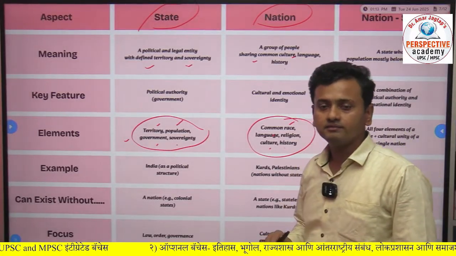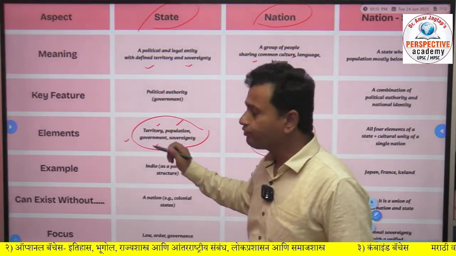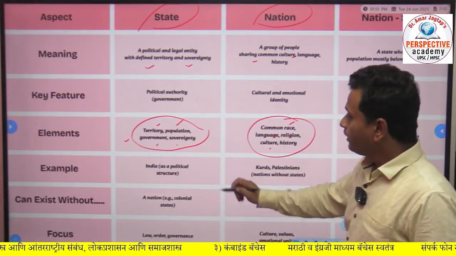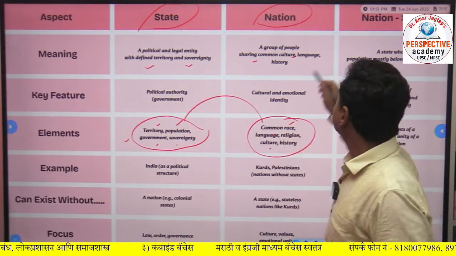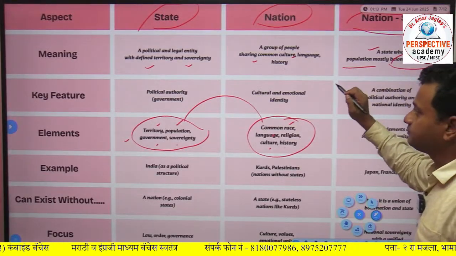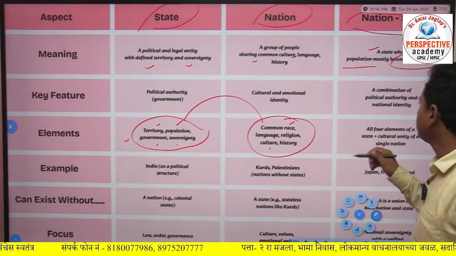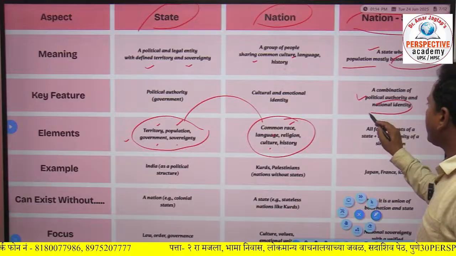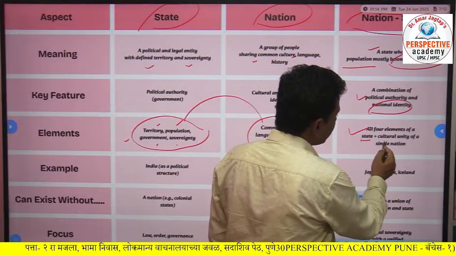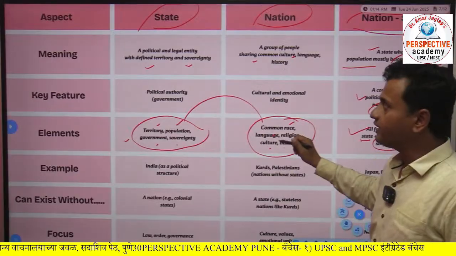When we define nation, we see what is common, and when we define state, we see 4 criteria or 4 elements of state, that is territory, population, government and sovereignty. The combination of nation and state makes nation state, which is a state whose population mostly belongs to one nation. It means a nation state has a territory and also has a common national identity. Clear? Combination of political authority and national identity. Right? It consists of all four elements of state and cultural unity of a single nation, meaning features of state as well as nation.